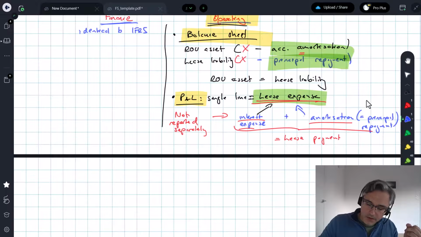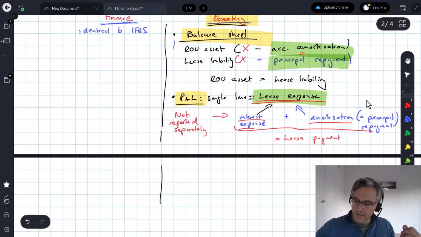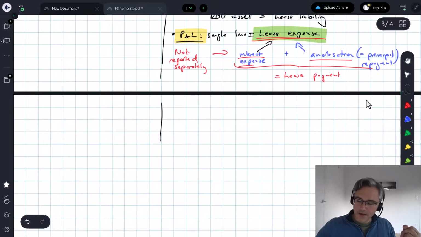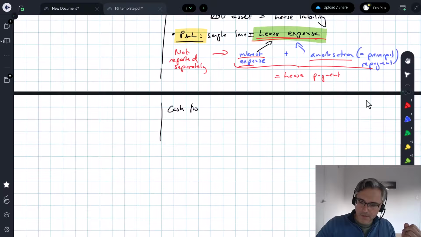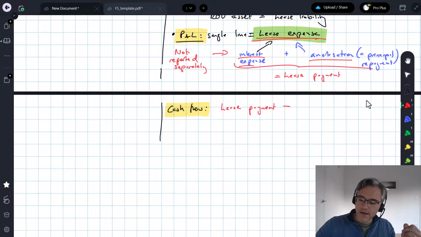Now let me just make a bit of space over here. We've had P&L, we've had the balance sheet. Actually, no, let's not confuse things. Let me just continue on to the next page and say what happens in the cash flow statement. In the cash flow statement, we're going to have the entire lease payment reported as cash flow from operating activities, and there is once again no separation into interest and principal. Just take everything to CFO.